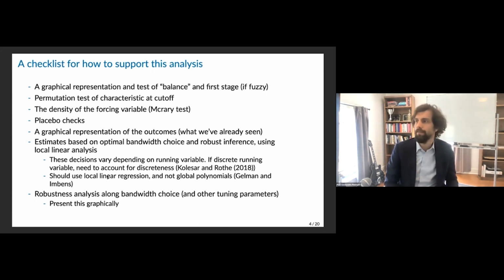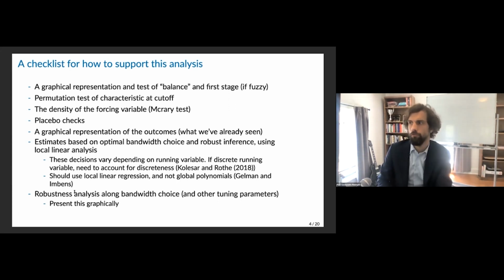But I think there's pretty compelling evidence from this Gelman and Imbens paper. It should have a year on it, but it's on the syllabus. That basically saying that you really want to be using local linear regressions because of this sensitivity to extreme values from these global polynomials. And I'll talk about what I mean by global polynomials when we get back to that. And then I want to just briefly mention about how you should think about robustness analysis along bandwidth choice and other tuning parameters and how to present it.